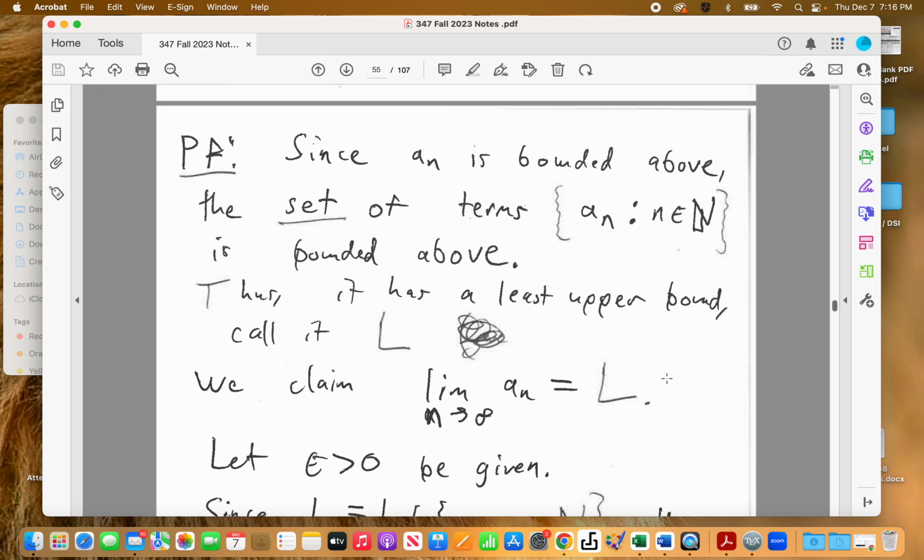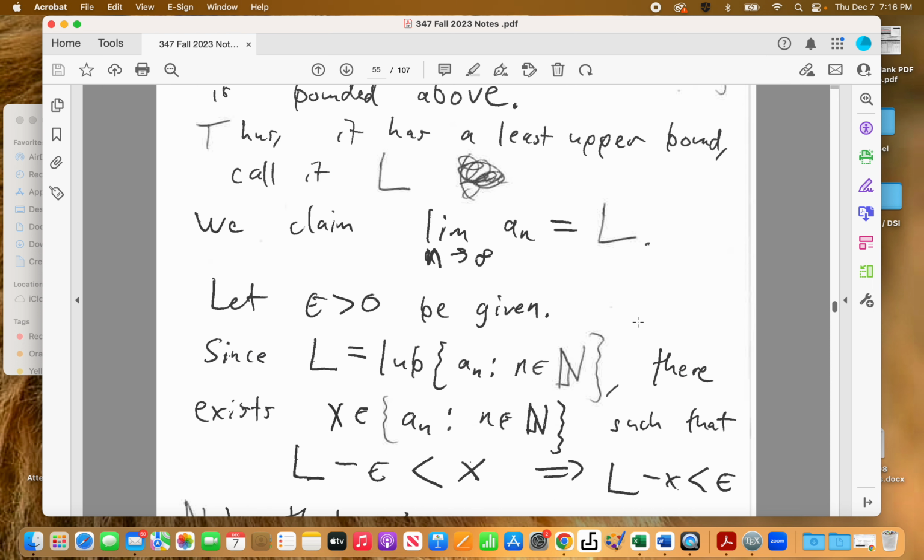This is kind of like important stuff for us. Yeah, we considered the set of terms, and the least upper bound of that set was what the sequence converged to. Nice result. It makes use of a lot of things we've considered in this class.